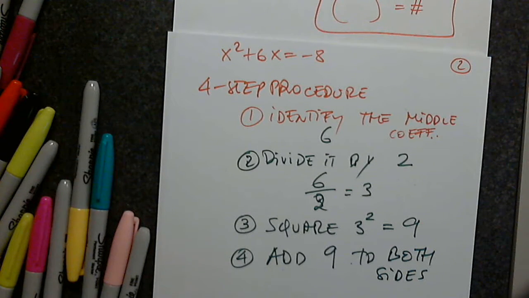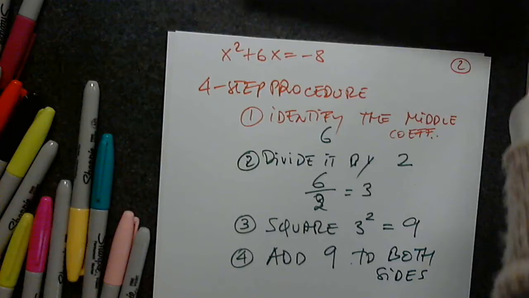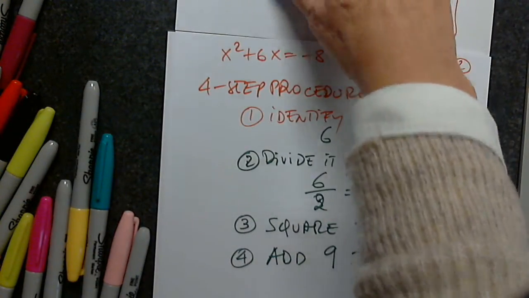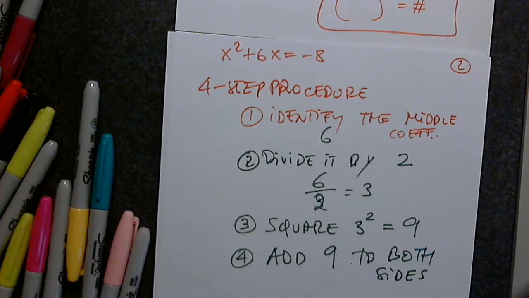Okay, let's take a moment and go over the steps one more time. First, I have to make sure that this polynomial is in descending order, because I need to identify the middle coefficient. We identify the middle coefficient as being 6. Then we divide by 2. Good, and then we square the answer, and then we add 9 to both sides.